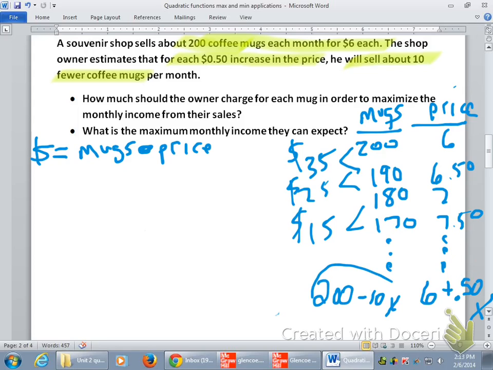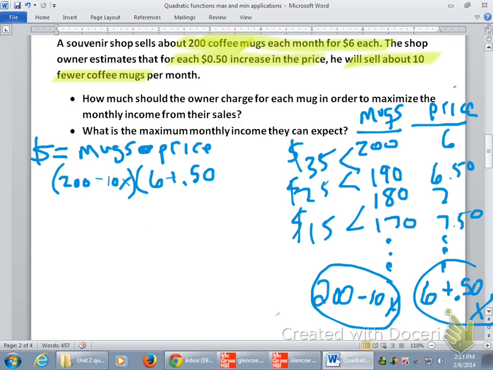Well, look, that's the mugs. That's the price. Over here, didn't you tell me you knew how to find how much money he'd make? So that's what we've got. So I'm going to come over here and I'm going to write this out. 200 minus 10x times 6 plus 50 cents x is going to give me my money.